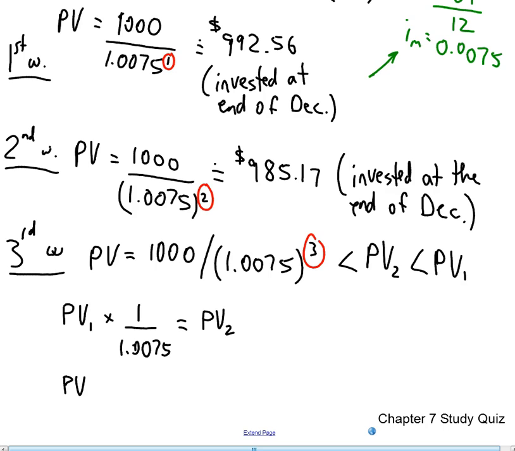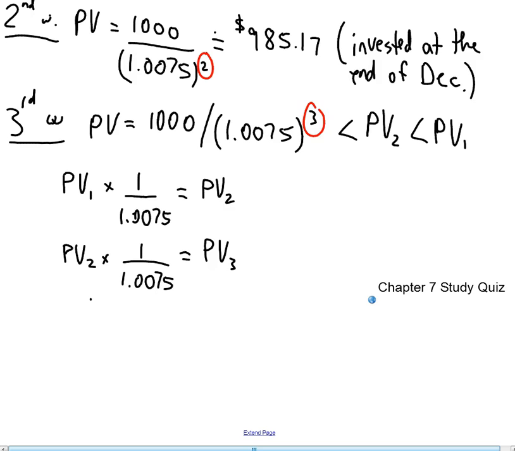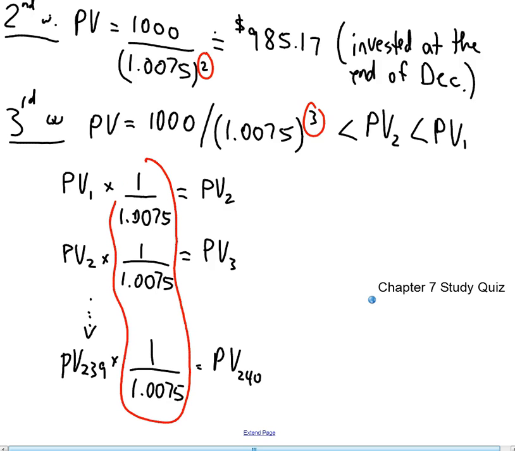And present value 2, if we were to simply multiply it by the reciprocal of 1.0075, that would up the exponent in the denominator there. That would give us present value 3, and so on. So that pattern would continue all the way down to present value 239 times 1 over 1.0075 equals present value 240. So if we have these terms all linked by a common ratio, then clearly this is a geometric sequence.